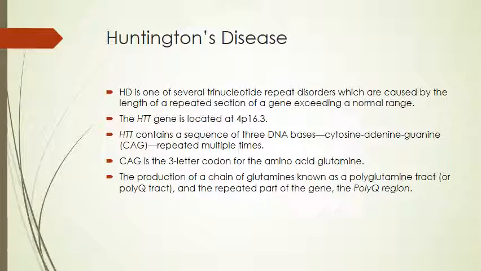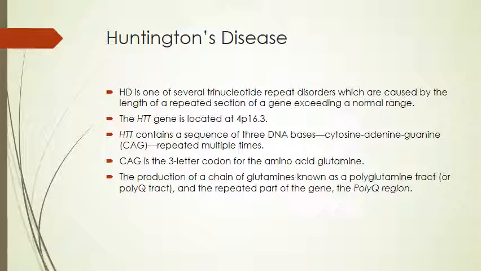Huntington's disease is one of several trinucleotide repeat disorders, which are caused by the length of a repeated section of a gene exceeding a normal range. The gene is located at 4p16.3. It contains a sequence of 3 DNA bases, cytosine, adenine, guanine, or CAG, which is repeated multiple times.